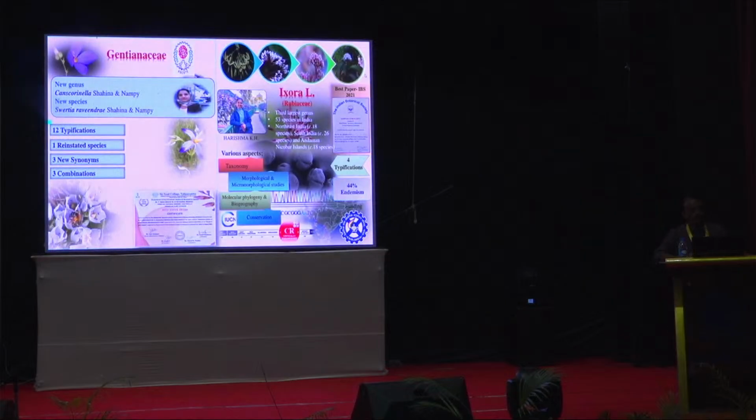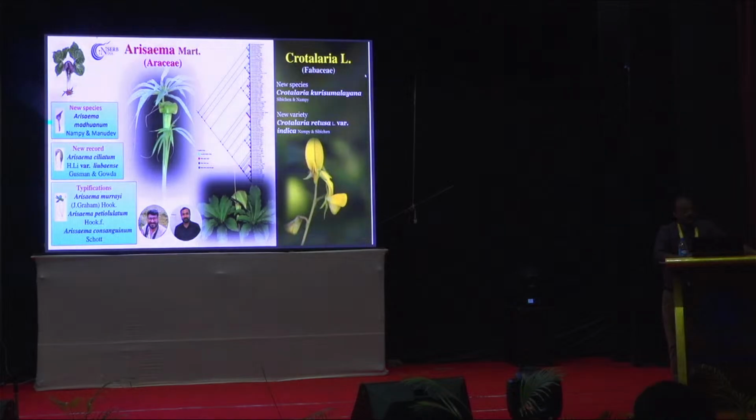And this is Gentianaceae, one work we studied at an earlier time, where a new genus called Canscorinella and one new species were described, and all the major genera have been revised at the South Indian level, with a lot of typifications, reinstatements, etc. On the right side, one of my students, Rajishma, is sitting there, working on Ixora on the Indian side.